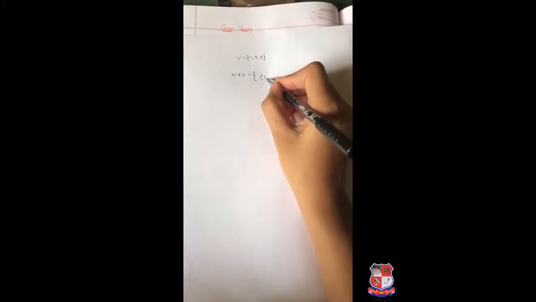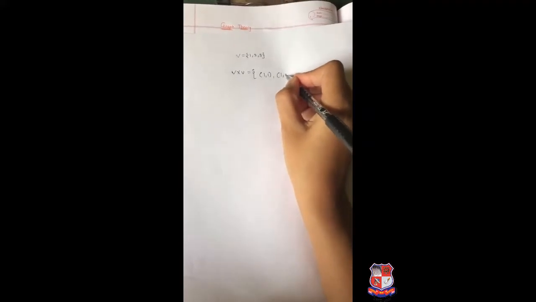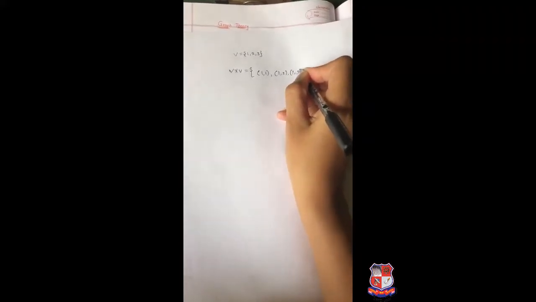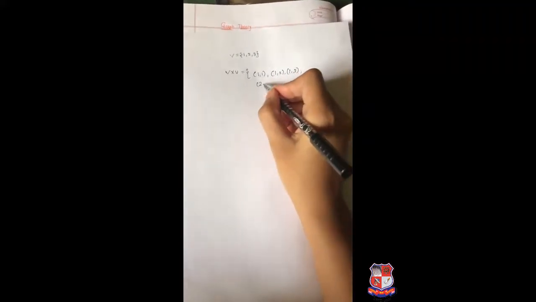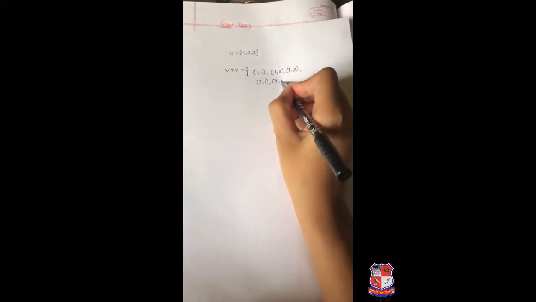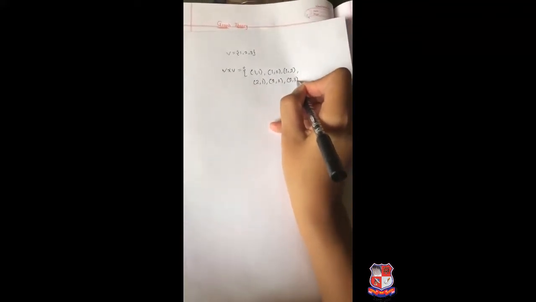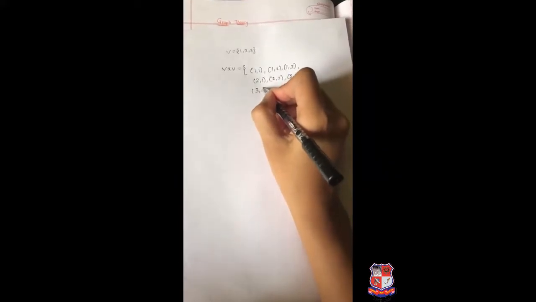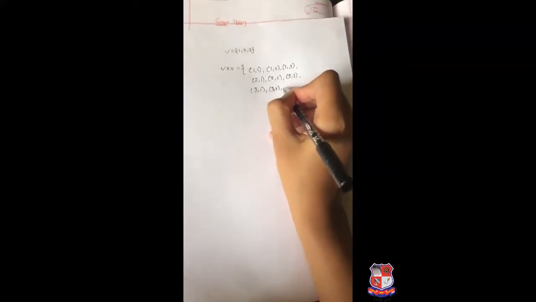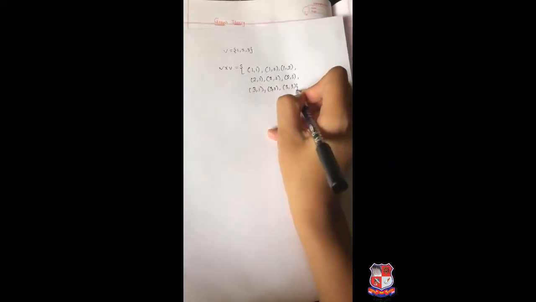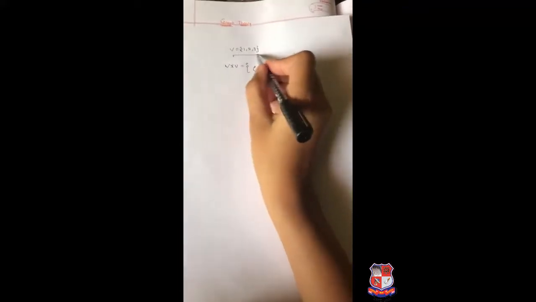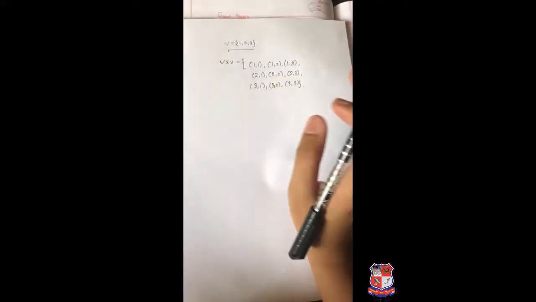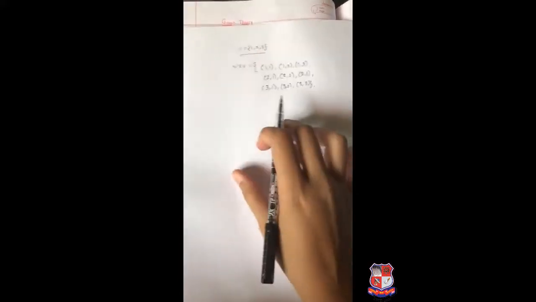So here we can get (1,1), (1,2), (1,3), (2,1), (2,2), (2,3) and (3,1), (3,2), (3,3). So these are all the cross product for my set {1, 2, 3}. Suppose here we have taken this set {1, 2, 3}.